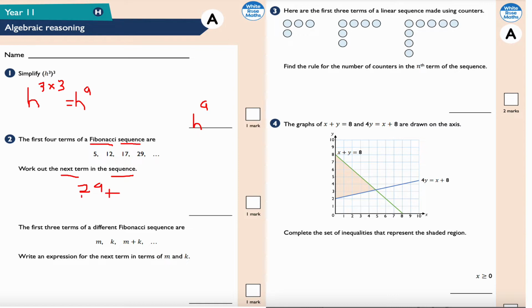So the next term in the sequence is made by adding the previous 2 terms. 9 plus 7 is 16, so 6 carry the 1. 2 plus 1 is 3, add the 1 is 4. So the answer is 46.